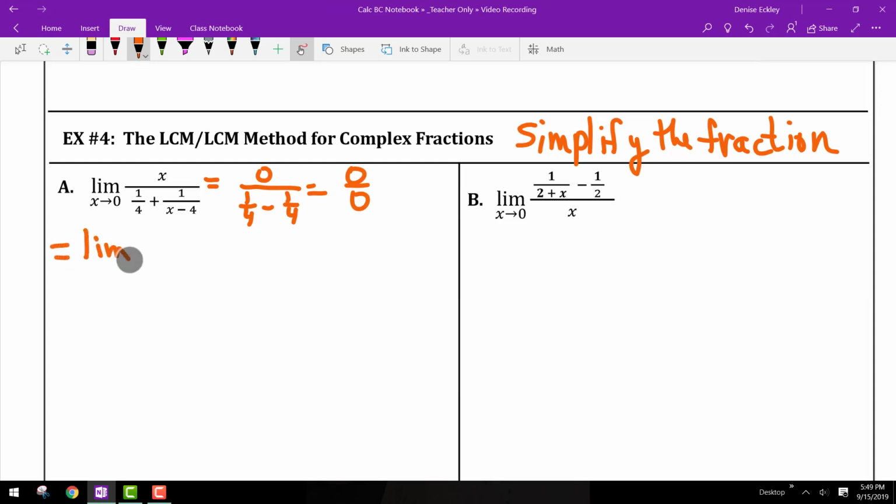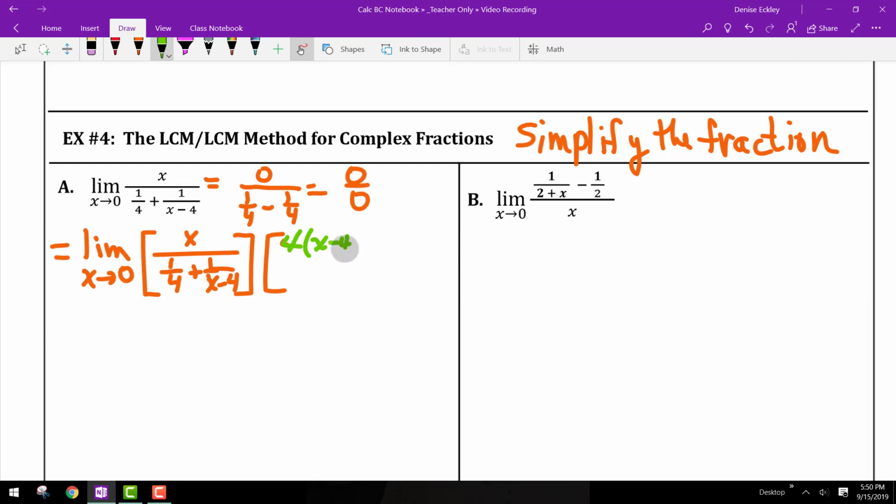We're going to take the limit as x approaches 0, and we're going to take this complex fraction and multiply it by the least common multiple, which is going to be 4 times (x minus 4). Let me use a different color. And remember, whatever you do in the numerator, you have to do to the denominator.